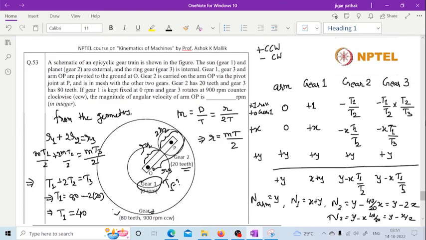That answer we will type here. Here they have asked for the magnitude, so 600 RPM is the magnitude.